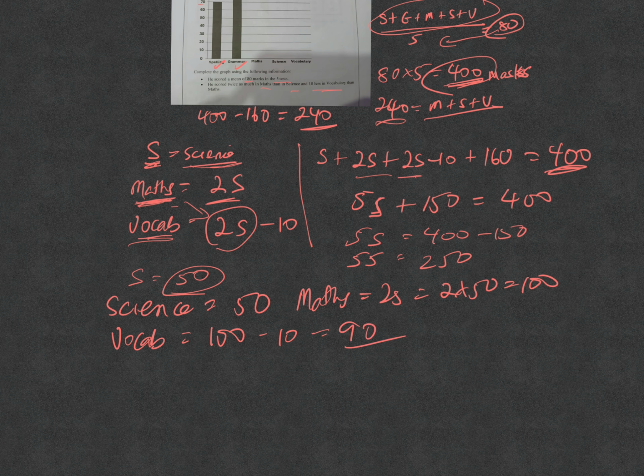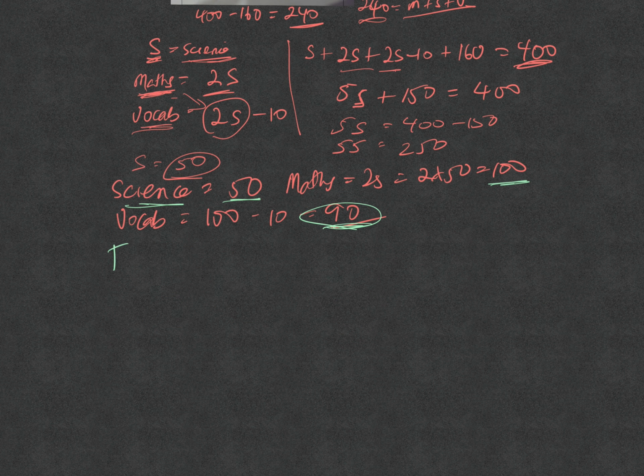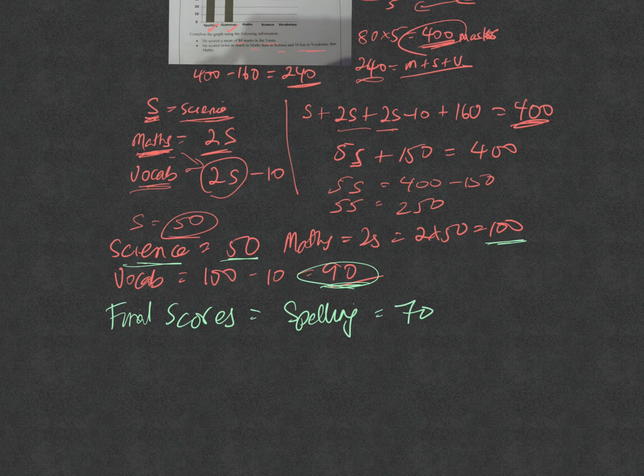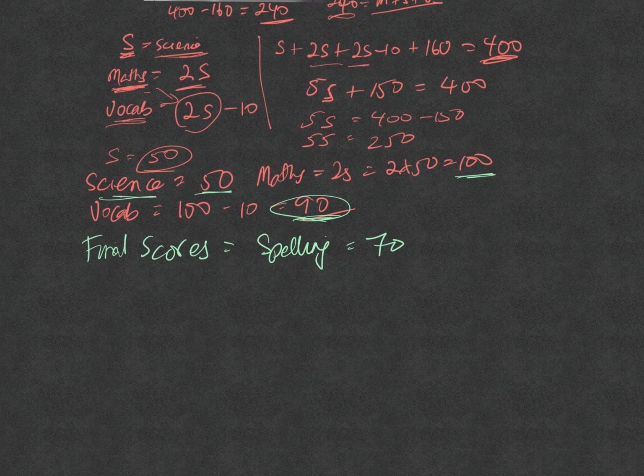Right? So guys, check it. Science, oh, let me change the color a little bit so you guys can see better. So science would be 50, maths would be 100, and vocabulary will be 90. So final scores. Okay, let's write it down. So final scores would be equal to spelling equals 70, which is what, let me scroll up, which is what they gave us. They also gave us grammar is equal to 90.